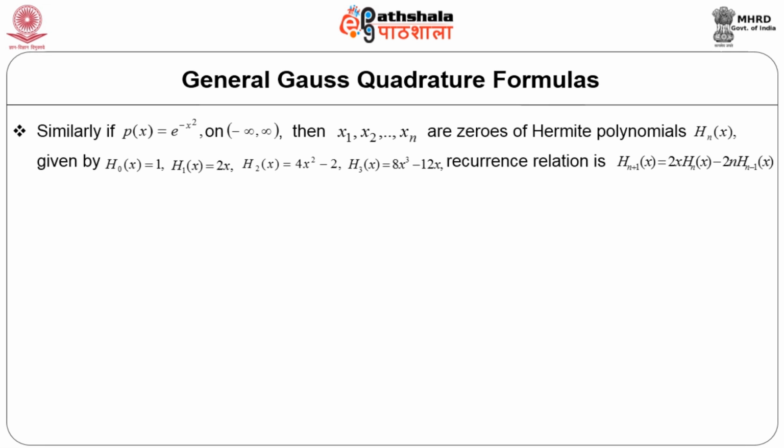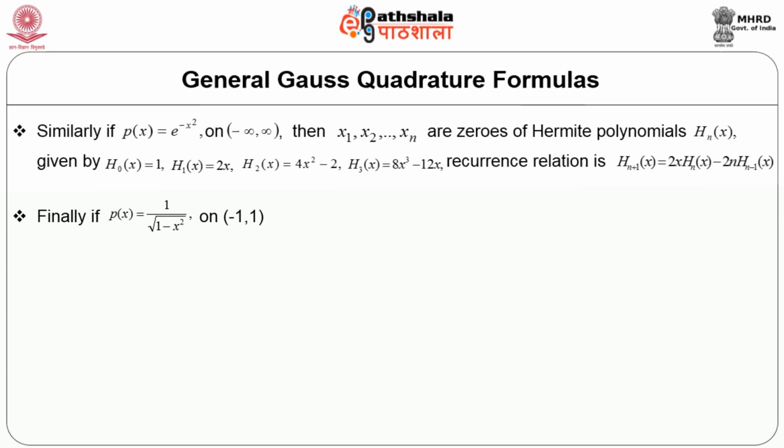And similarly, if p(x) is e raised to minus x square on minus infinity to infinity, then x1, x2, ..., xn are zeros of the Hermite polynomials Hn(x) given by H0(x) is 1, H1(x) is 2x, H2(x) is 4x square minus 2, H3(x) is 8x cube minus 12x. And the recurrence relation for Hermite polynomials is H(n+1)(x) is 2x Hn(x) minus 2n H(n-1)(x).